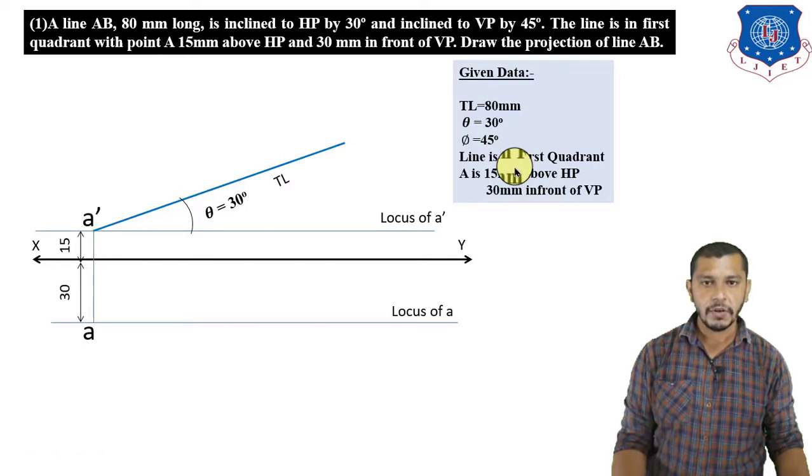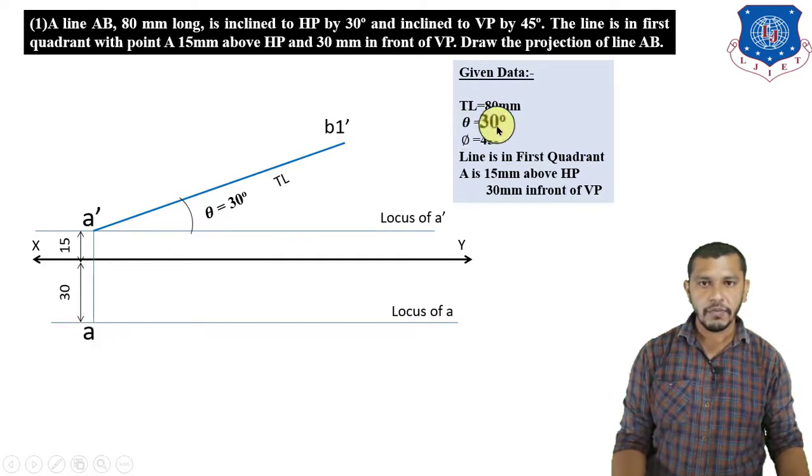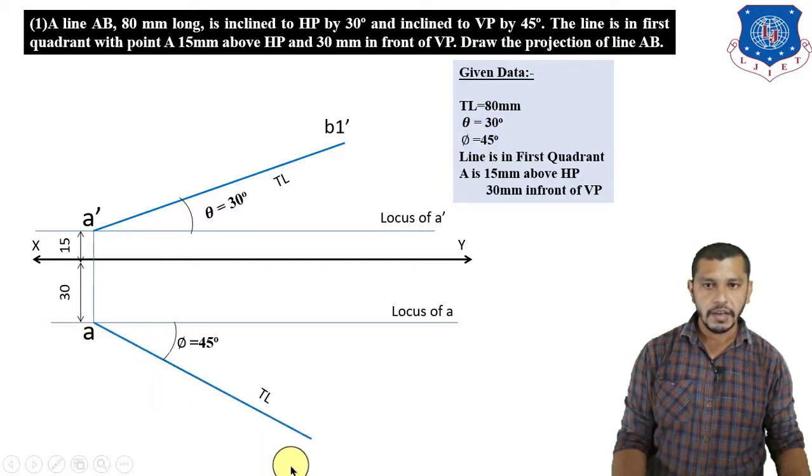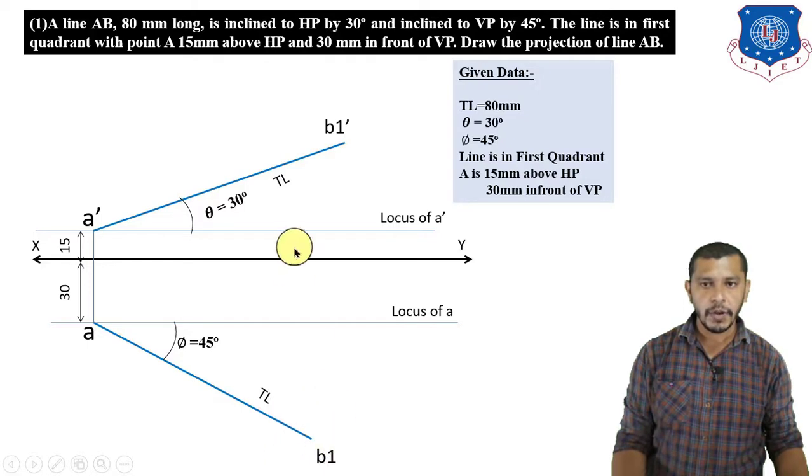So we will get the elevation of point B above the xy reference line and plan of point B below the xy reference line. So from the elevation we have to draw the line inclined at an angle theta in this direction, because we will get B dash above the xy reference line. So this will be our B1 dash. Now from A we have to draw a line inclined at an angle of 45 degree, which is our phi, angle of inclination of the line with the vertical plane in the downward direction, showing the true length which is 80 mm. So this will be our B1. We have drawn this line in this direction because we will get the plan of point B below the xy reference line, because the line is in the first quadrant.